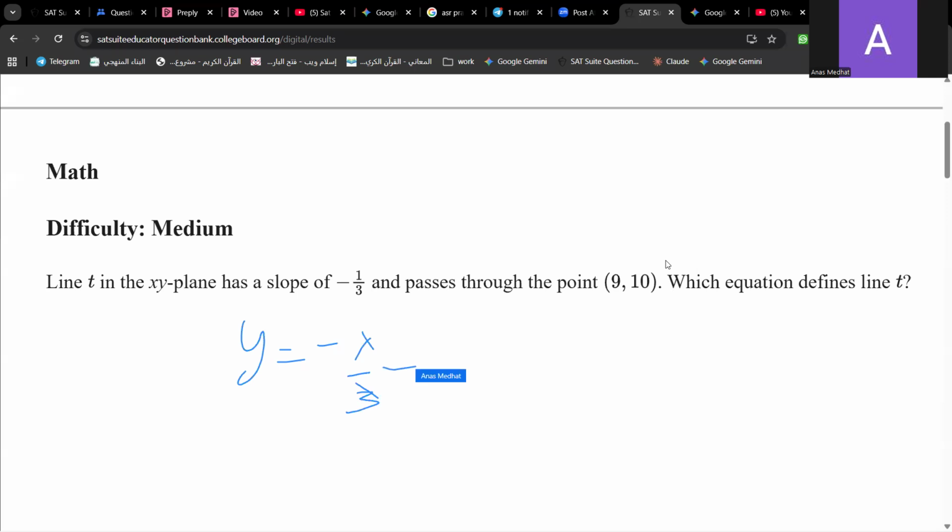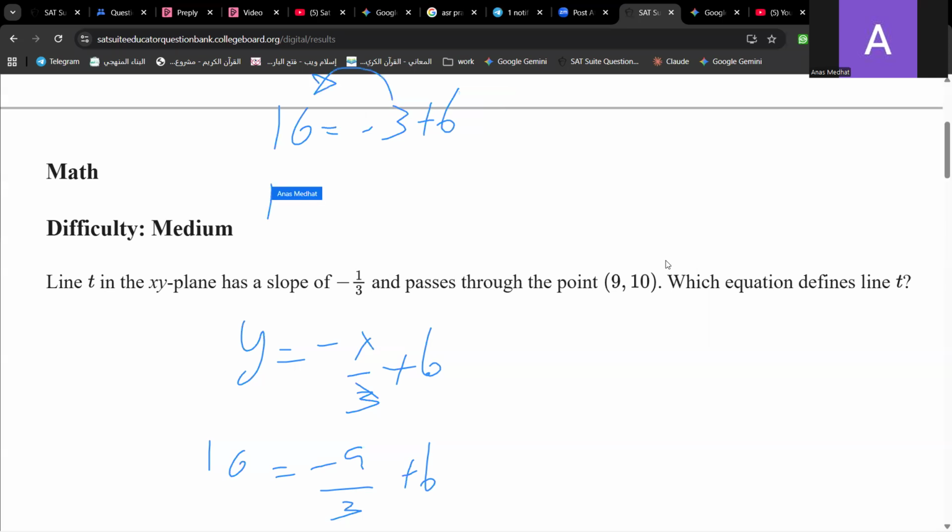Plus b. Now substitute the point to get b. Then equals negative 9 over 3 plus b. That would be negative 3. Then equals negative 3 plus b. Shift negative 3 to the other side. 1 is equal to b.